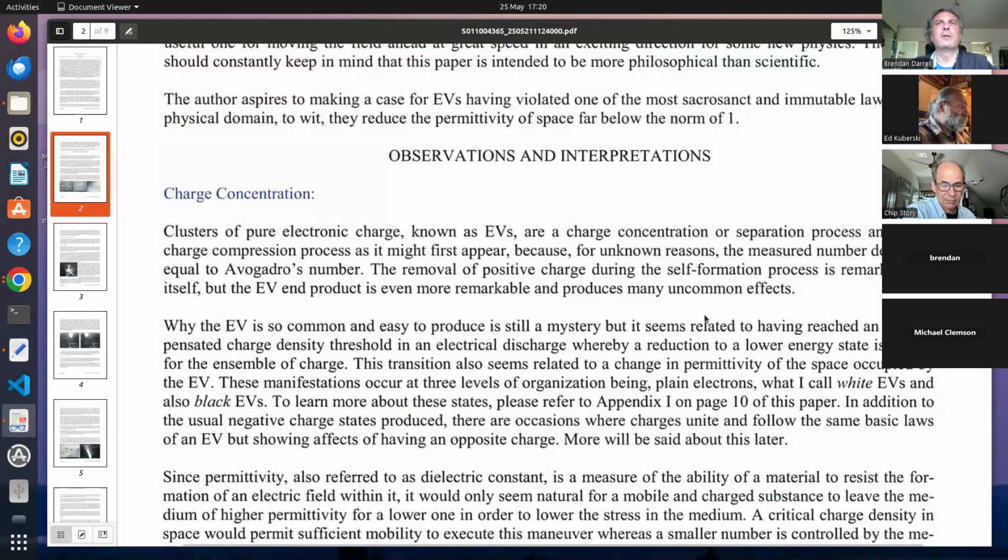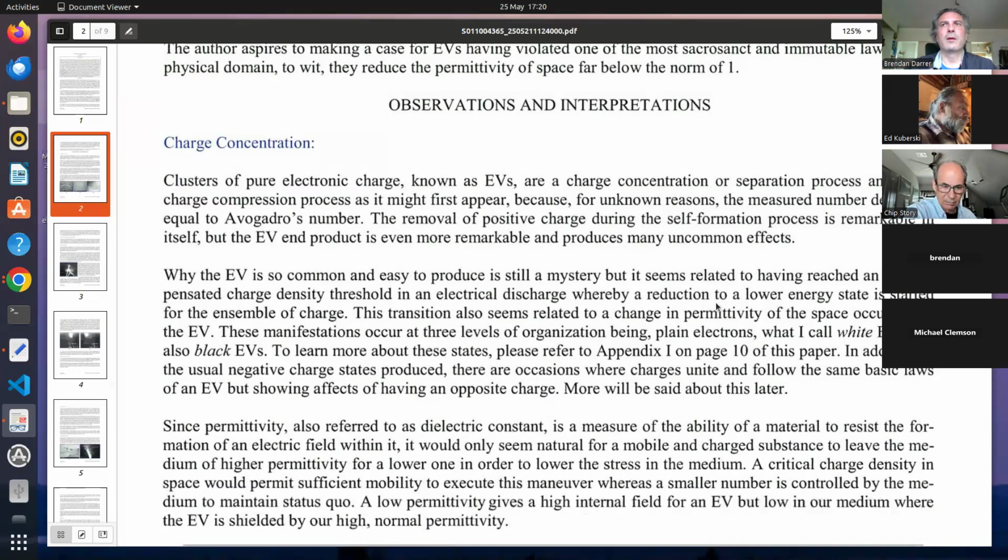Charge concentration. Clusters of pure electronic charge, known as EVs, are a charge condensation or separation process, and not a charge compression process as might first appear. Because for unknown reasons, the measured number of densities is equal to Avogadro's number. The removal of positive charge during the formation process is remarkable in itself, but the EV end product is even more remarkable and produces many uncommon effects.